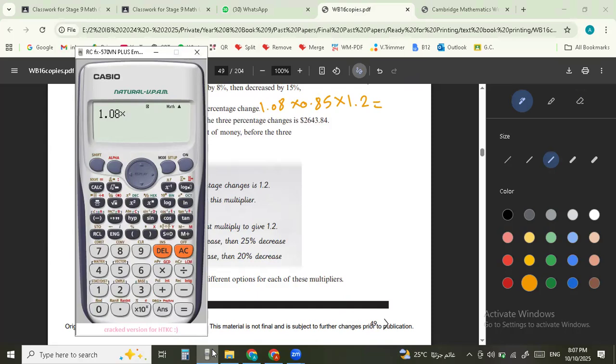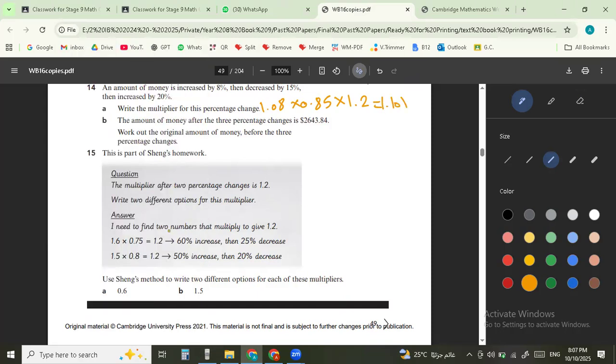1.08 times 0.85 times 1.2 equals 1.1016. Here you go. This is the multiplier for the compound percentage. Good. The amount of money after 3 percentage changes is $2,643.84. So they're telling you after the 3 percentage changes that happened, the amount of money is this.